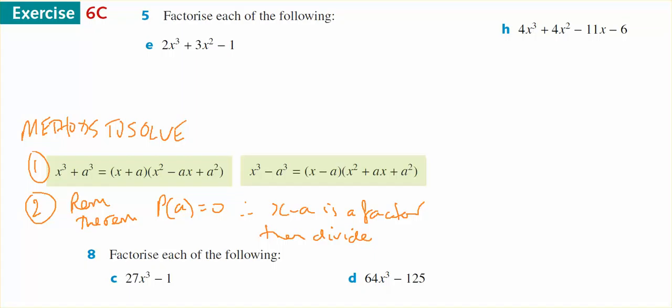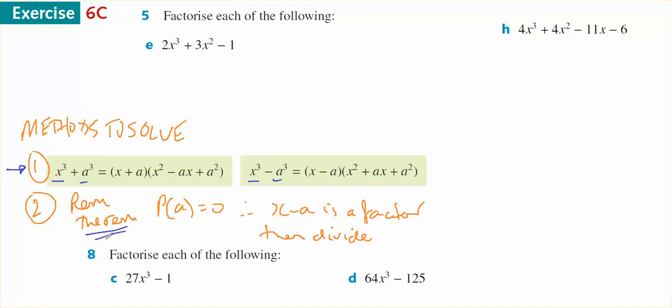This is for your A-level methods. How do you factorise a cubic? Well, really, we've only got one set of rules, and those rules are for when we have the sum of two cubes or the difference of two cubes.